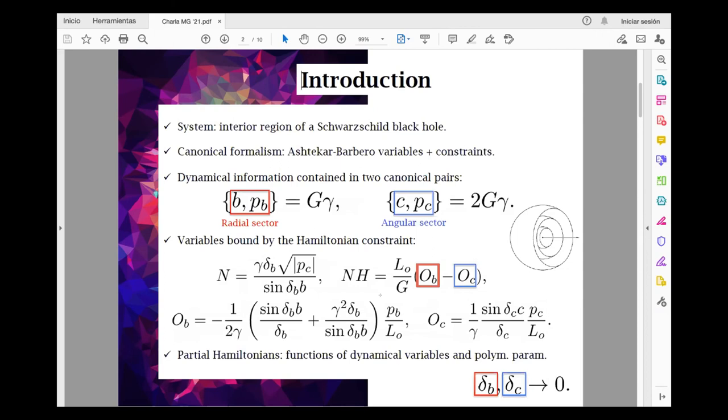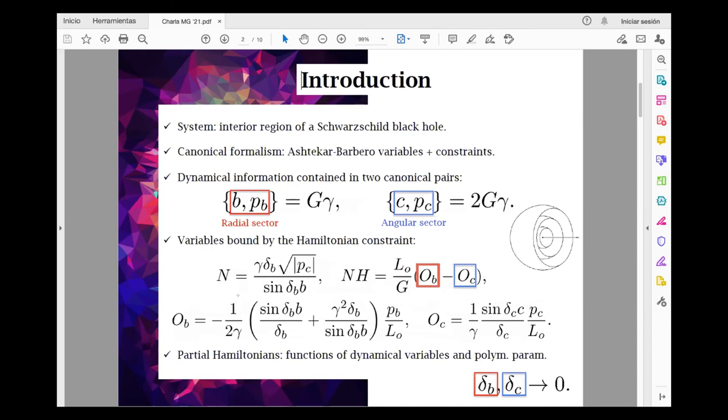Once we particularize these variables and constraints to the symmetries of the system under consideration, we find out that the dynamical information is contained in two canonical pairs, B and PB, and C and PC, that encode the information about the radial and angular sectors. So these four variables are bound by the Hamiltonian constraint alone, which, once we select a certain lapse function that I've written here, has the following structure.